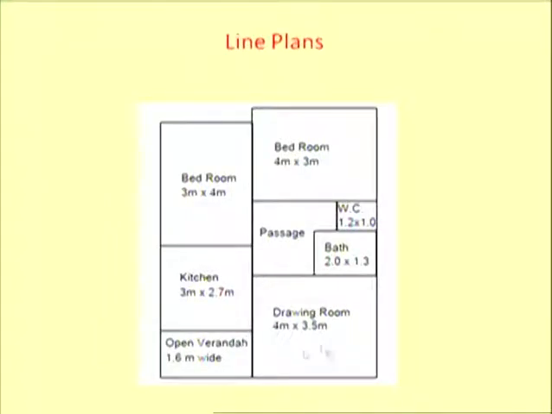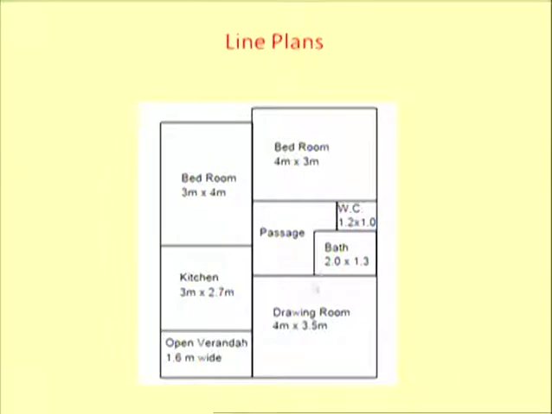You may provide a drawing room. Then the size of the doors: the main door will have the maximum width. Internal doors may have lesser width, and for the WC and bath, the width may be very less, because the size of the WC and bath rooms is also very less.